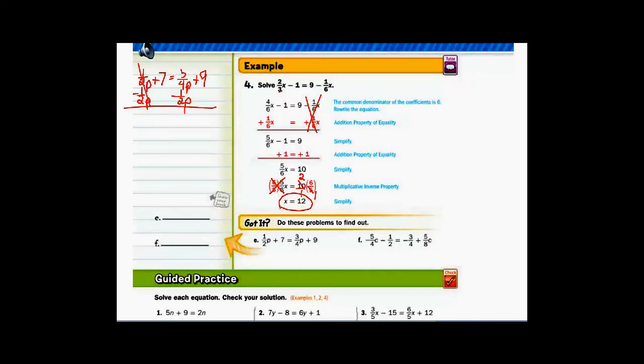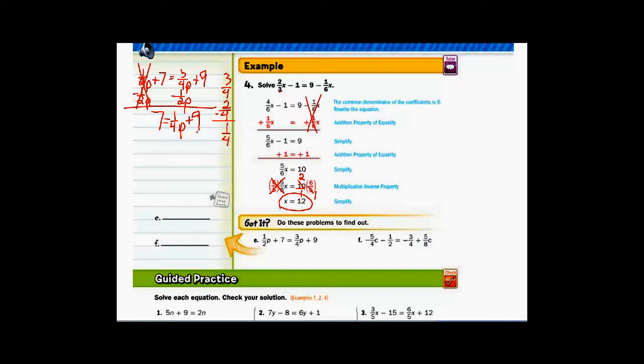So I know this side is gone, so I've got a 7 left over here. Now, 3/4 minus 1/2. 3/4, 1/2 would be 2/4. Common denominators, remember. If I subtract those, I get 1/4. So I've got 1/4 p plus 9.